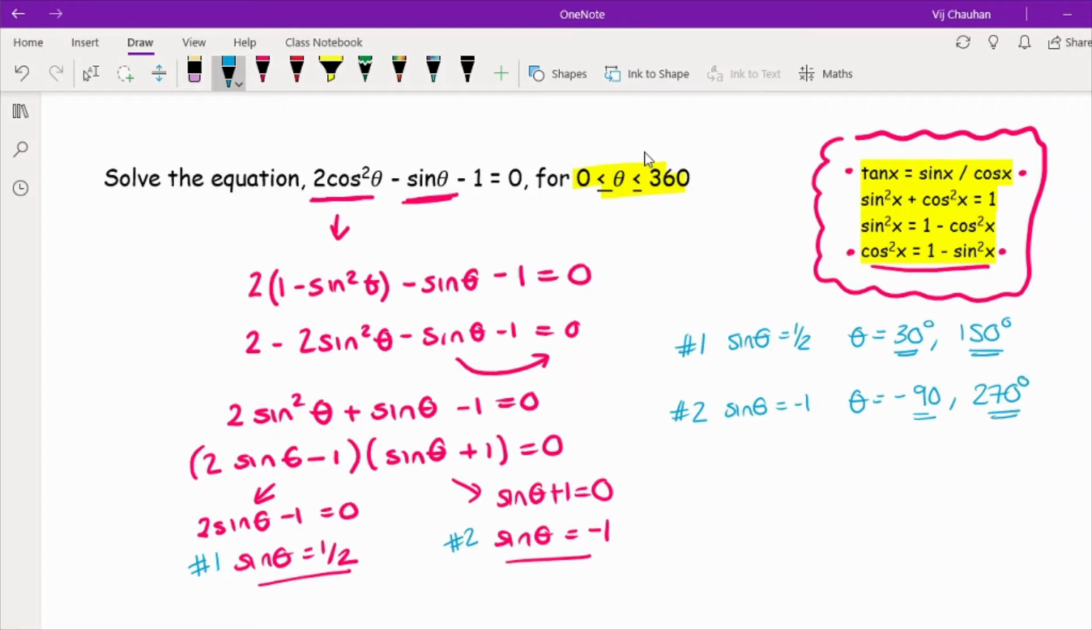Now, as you can see, if I go back to the original question, it's only asking for values within the range of 0 and 360. So with this, I have to discard one of my angles, which is the minus 90. However, I needed that minus 90 in order for me to find the 270. So my final answer in this question is going to be 30, 150 and 270 degrees, and there is my final answer.